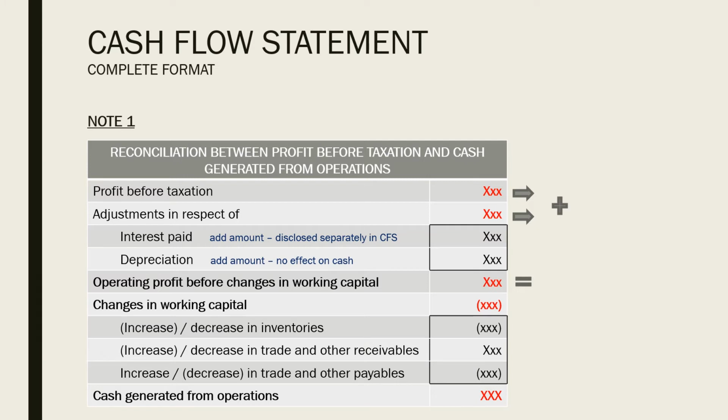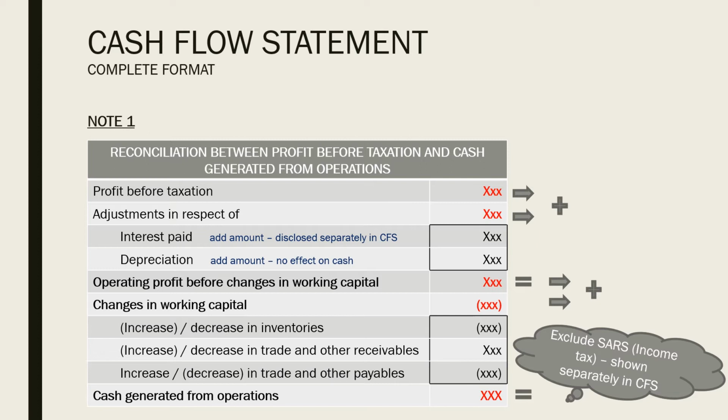So from there, we are going to take the operating profit before changes in working capital. Then we're going to add these three amounts together: change in inventory plus the change in trade and other receivables plus the change in trade and other payables is going to give me the change in working capital. So the operating profit before changes in working capital plus the changes in working capital is going to give me the cash generated from operations. And that will give you the answer then for note 1.